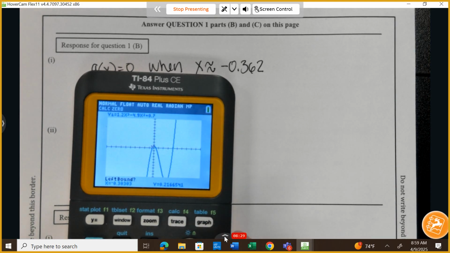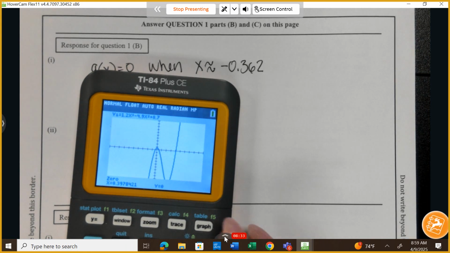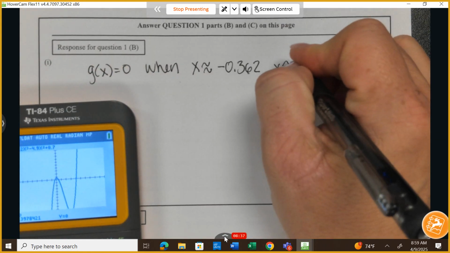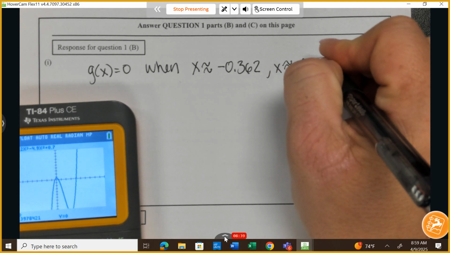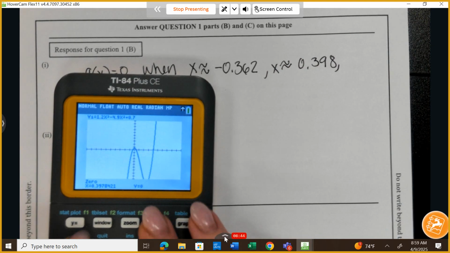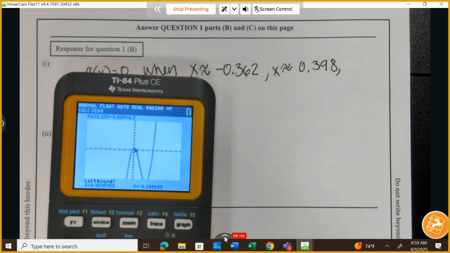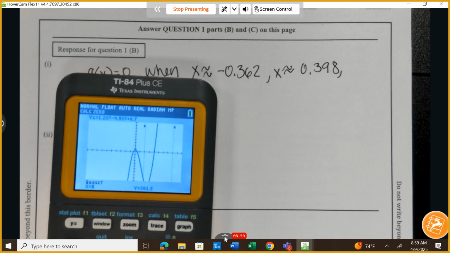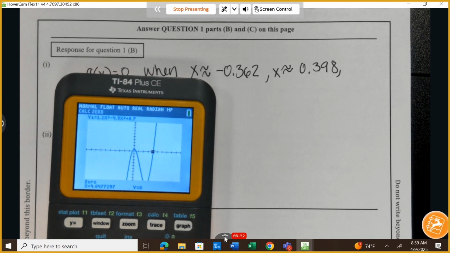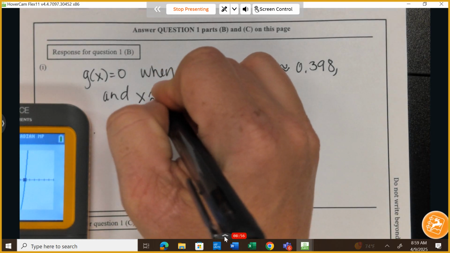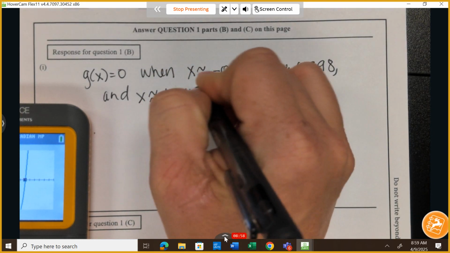Okay, let me do the next one. Second trace, zero, left bound, right bound, and center. Okay, I have another one here. When x is approximately 0.398. And then my last one, second trace, zero. Another way to do this is you can just do an interval. We know it's in between 2 and 8, for instance. And there we go. And when x is approximately 4.048.